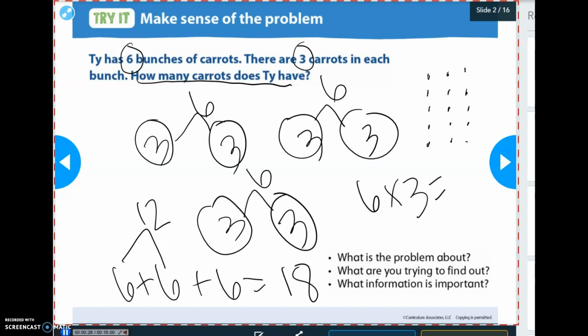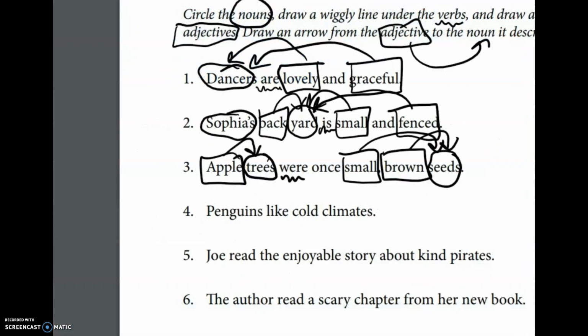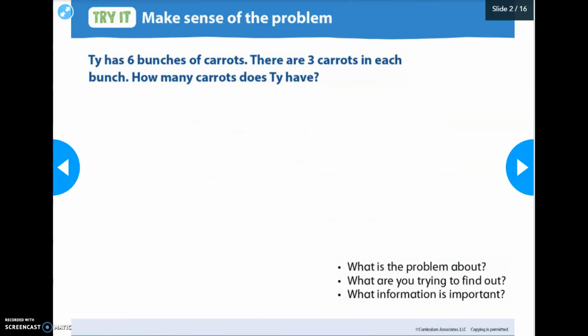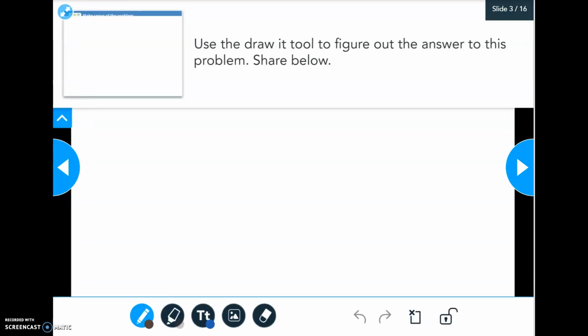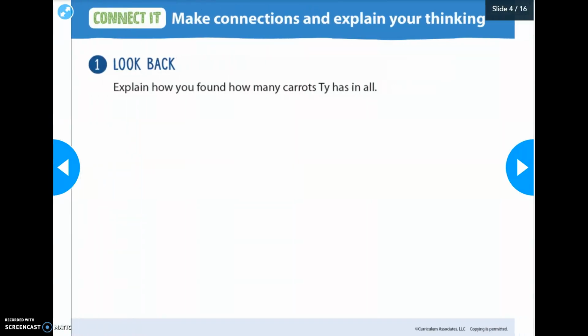So I have 3 across. 1, 2, 3, 4, 5. Oh, I didn't do enough groups. I only did 5 groups. Now let's try counting them again. 3, 4, 5, 6, 7, 8, 9, 10, 11, 12, 13, 14, 15, 16, 17, 18. So using that array, once I figured out what I did wrong, I did it a different way. So you might have done it one of these ways. You might have done it another way. So let's go ahead and go on to the next page.